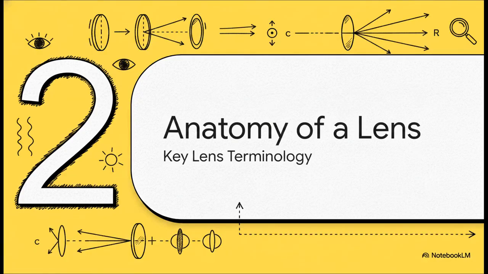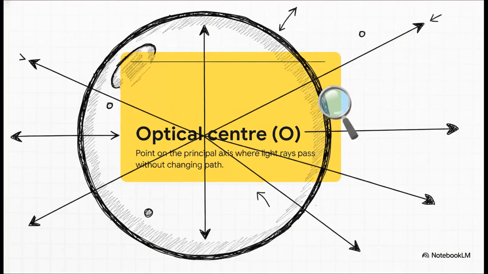Section 2. Anatomy of a lens. Let us get familiar with some key terminology. To truly understand how lenses bend light, we first need to learn the language. Please pay close attention to this first definition. The optical center, which we denote with a capital O, is the specific point inside a lens on the principal axis where light rays pass straight through without changing their path. This is an absolutely crucial fact. When a light ray strikes this exact point, there is no deviation whatsoever. It just goes straight through.